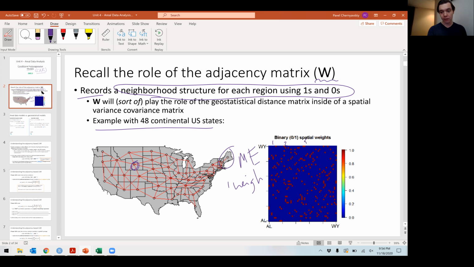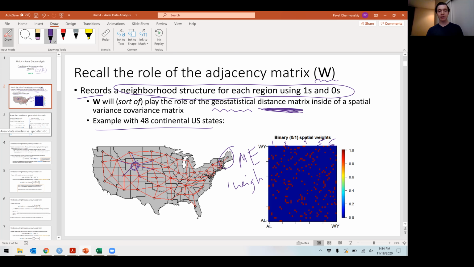3, 4, 5, and 6. And there are 6 because we have 1, 2, 3, 4, 5, and 6. All right. So here, we will have our adjacency matrix play a key role, really a similar role to the one the distance matrix plays inside of the geostatistical model.